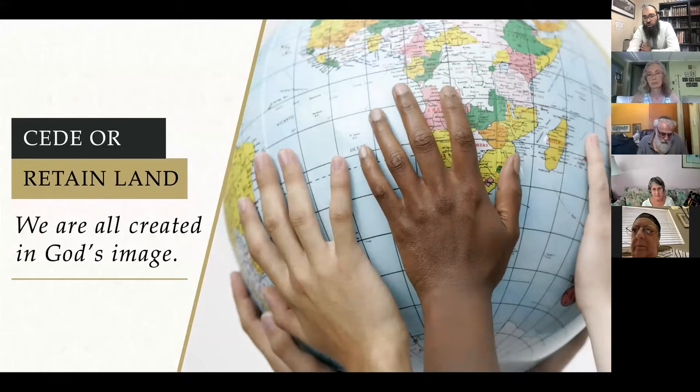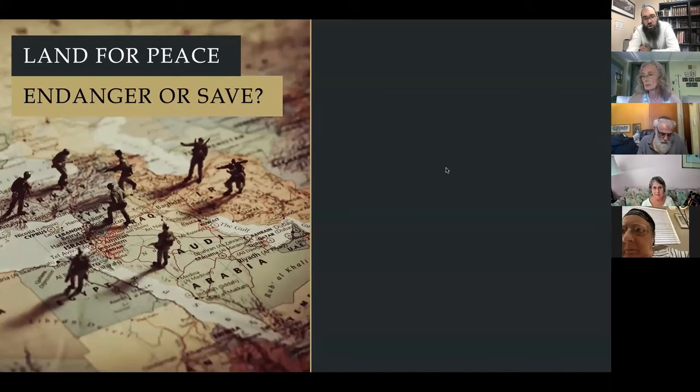Because every single human being was created in the image of God, human life trumps all, and that's the first thing we have to be wary of when it comes to giving back a piece of land. Is that going to bring peace or not is not enough. Is that going to save more human lives, or is that going to put more human lives at risk?